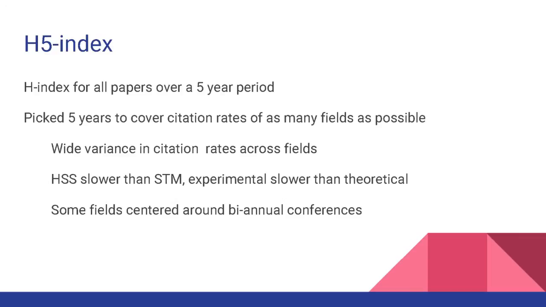Then, looking at H-index for a journal, you want to pick something that reflects the recent impact of the journal, not historical impact of the journal. So we picked a 5-year time period. We picked 5 years sort of as a compromise to cover citation rates of as many fields as possible. There's huge variance in citation rates across fields. Humanities and social sciences are significantly slower than STM, humanities even more than social sciences. Experimental fields are definitely slower than theoretical. It takes longer to put together the techniques, the methods, the equipment, the apparatus, and then do the experiments. And then there are some fields like my own that are centered around biannual conferences. A 5-year time period allows you to cover all of these.